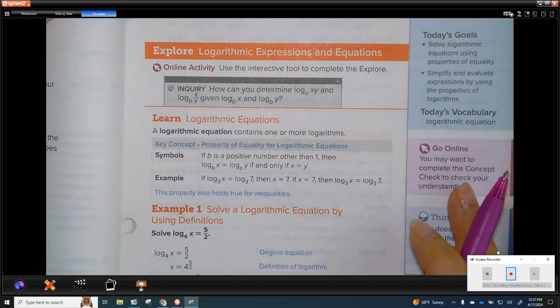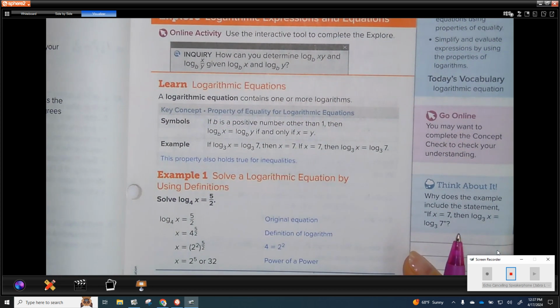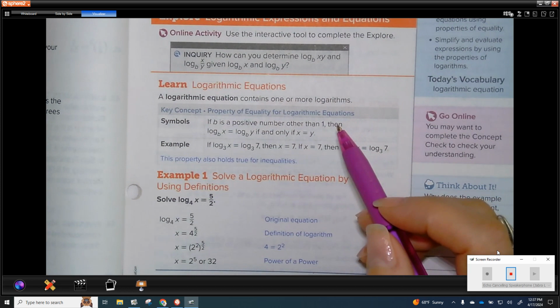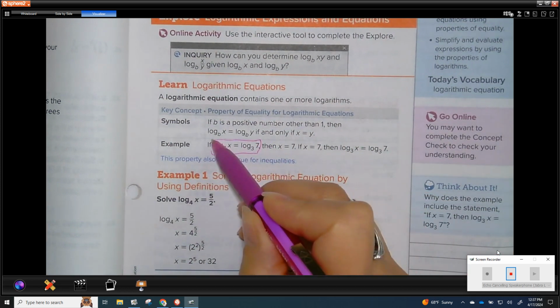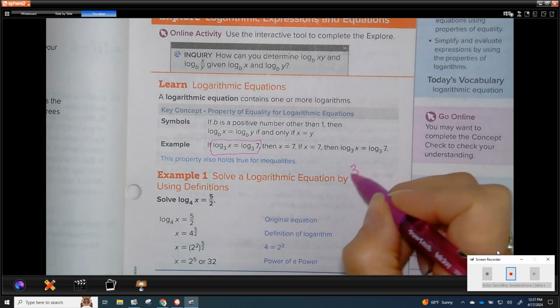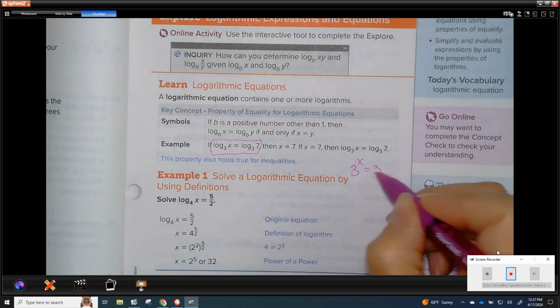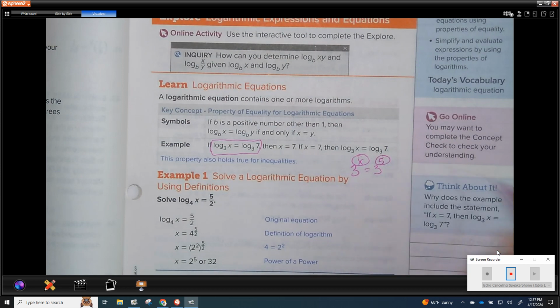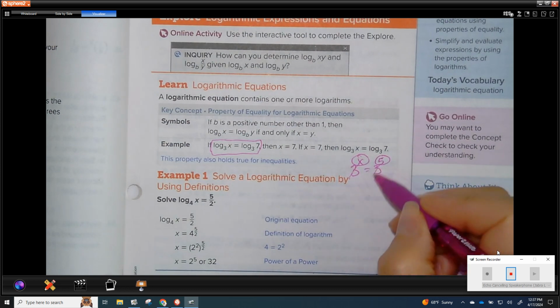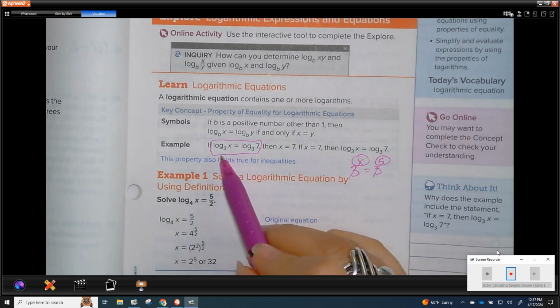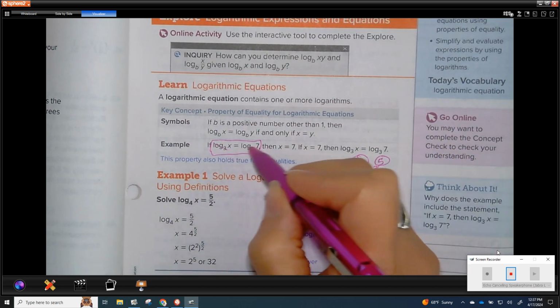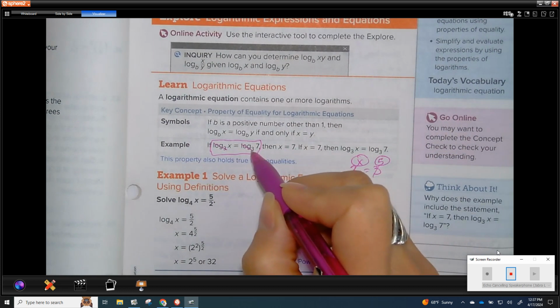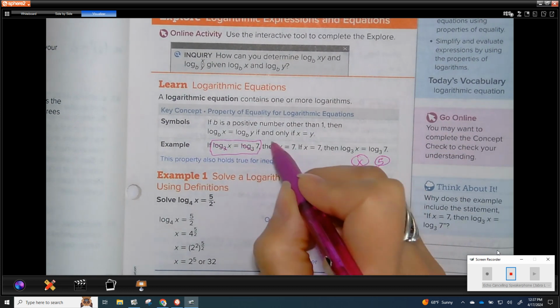A couple of things before we get started: remember how to rewrite a log. But for equations, if you're given this, just like with exponents, if I have 3 to the x equals 3 to the 5, then x equals 5. You just ignore the base. Same with log equations. If you have the same base, so this is base 3, I could cross those out and ignore them, and so x equals 7.